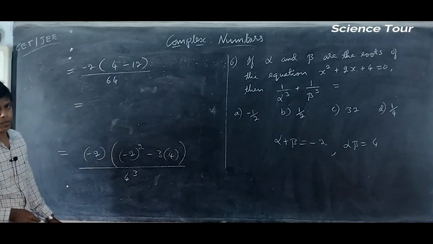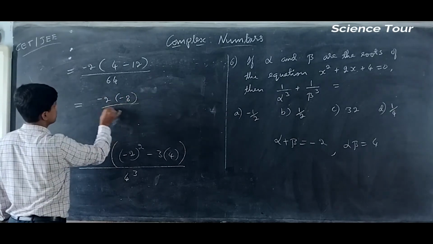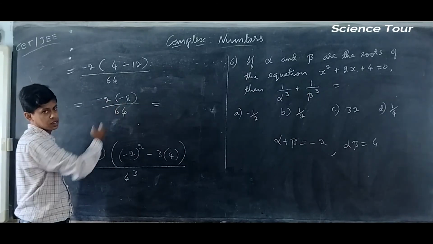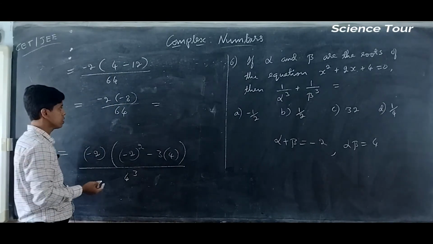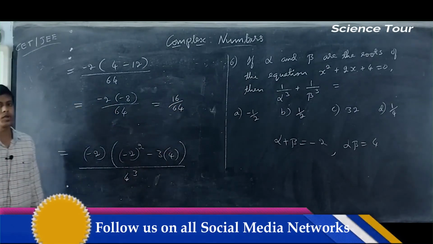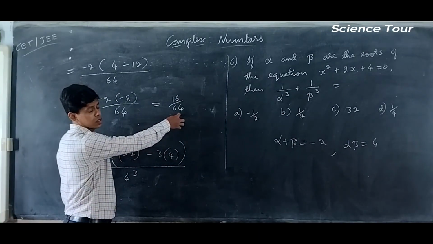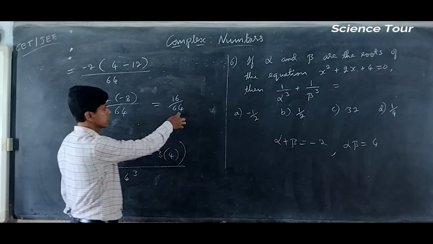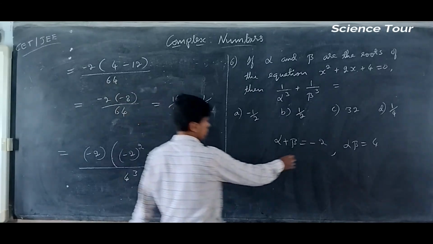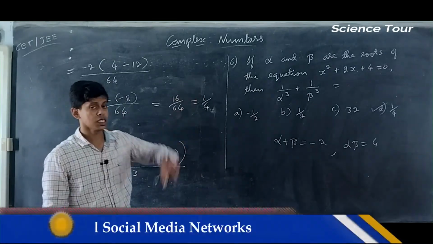That's equal to minus 2 into minus 8 divided by 64. So minus and minus will be plus. So 2 into 8 it is. So that is 16 divided by 64. Correct? So 4 into 16. Yes, so that is 1 by 4. So 1 by 4 is the answer, and option D is the answer for the 6th question.